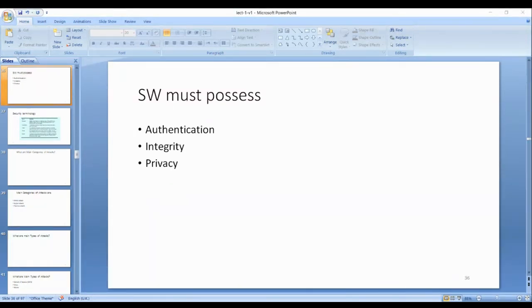It is only for the intended receiver. It's private between client and the server.